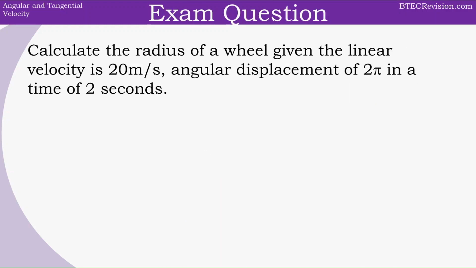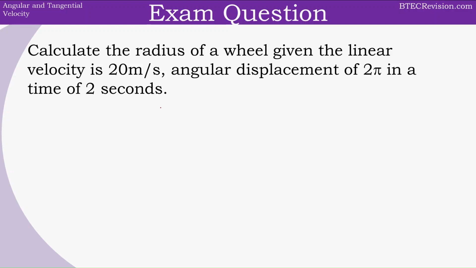Now let's look at this exam question. Pause the video here and attempt this question. The question is saying, calculate the radius of a wheel given the linear velocity is 20 meters per second and angular displacement is 2 pi in a time of 2 seconds.